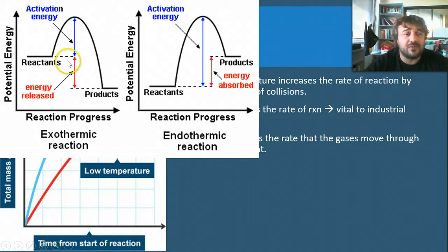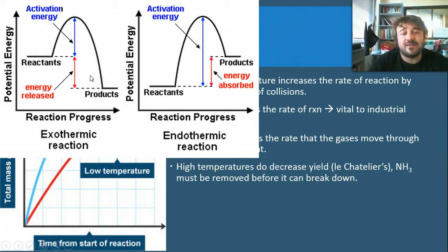So here is what it would look like with the production of ammonia. It's an exothermic reaction. This would be our energy profile. Now, as an exothermic reaction, the high temperatures are going to decrease the yield. The way around this is you actually remove the ammonia before it has a chance to convert across that barrier back into nitrogen and hydrogen.